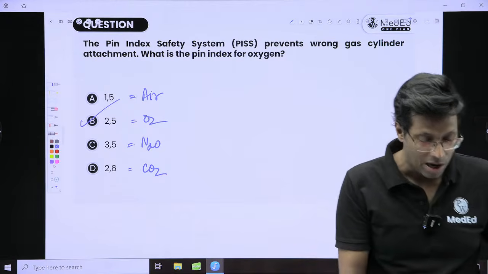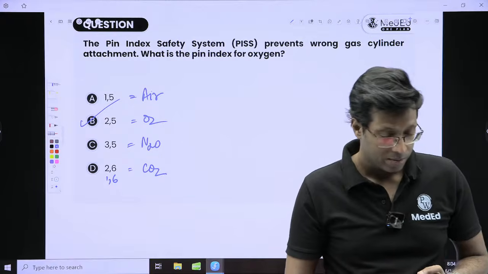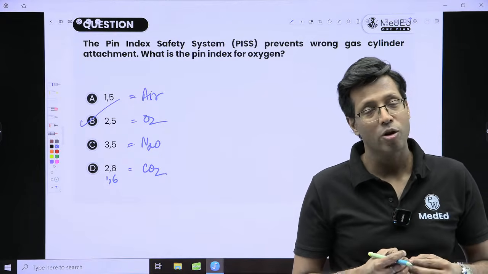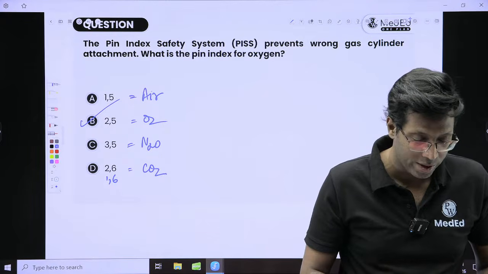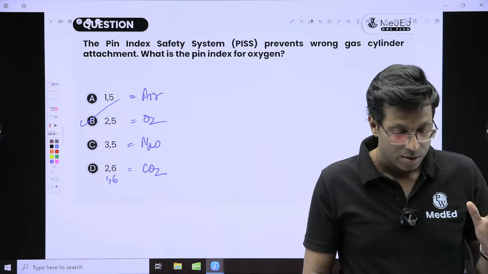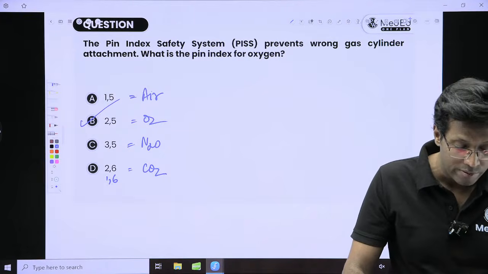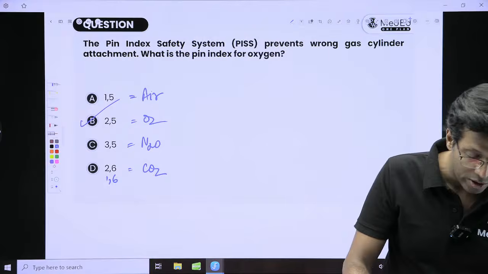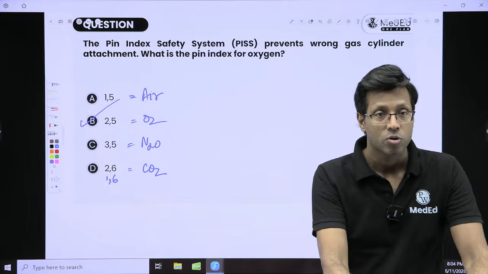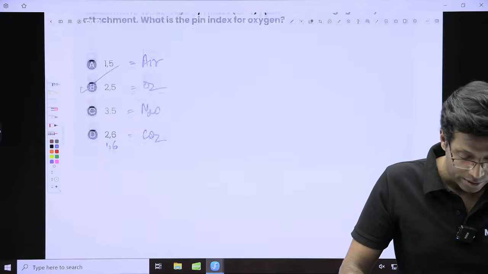Remember, carbon dioxide can be 16 or 26. It prevents the wrong gas cylinder attachment. Air is 15, oxygen is 25, nitrous is 35, and carbon dioxide is 16 or 26. So this is our pin index. Okay, 35 is for nitrous.